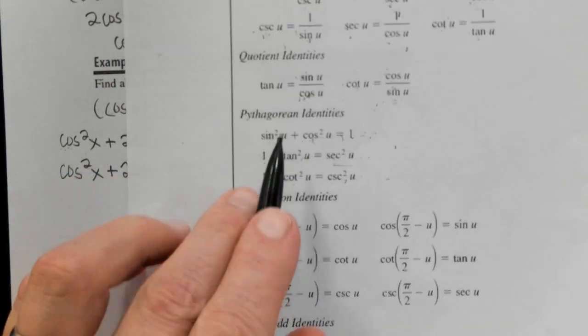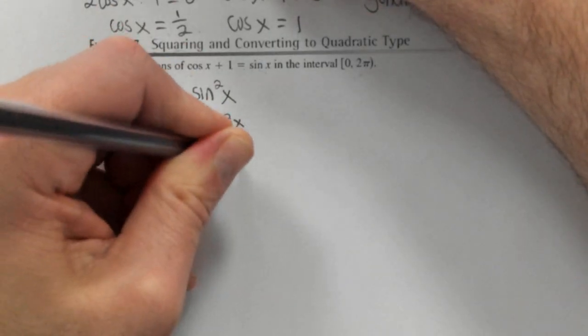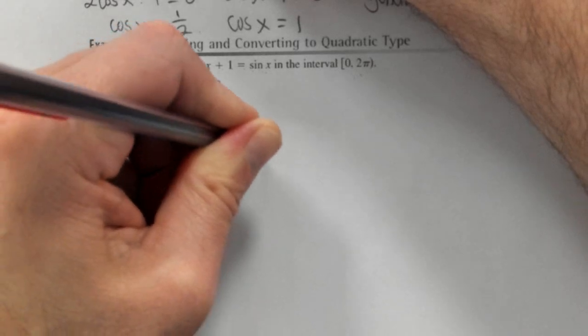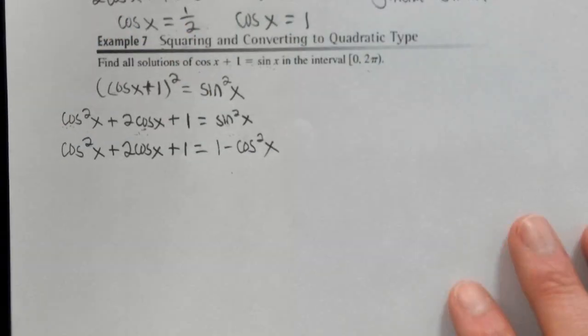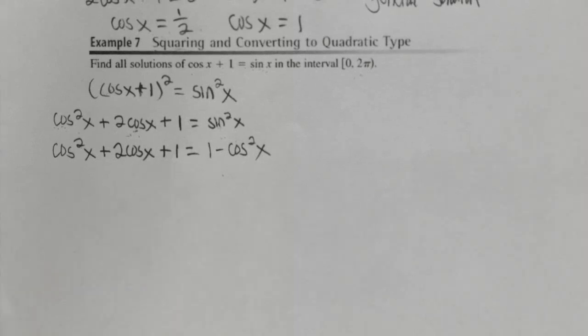Let's see what we can change that into. We can change that into 1 minus cosine squared, which is what we're going to do. So sine squared becomes 1 minus cosine squared. And so now we have all of these into cosine, which is getting closer to what we're trying to accomplish. All right, so what can we do here now?